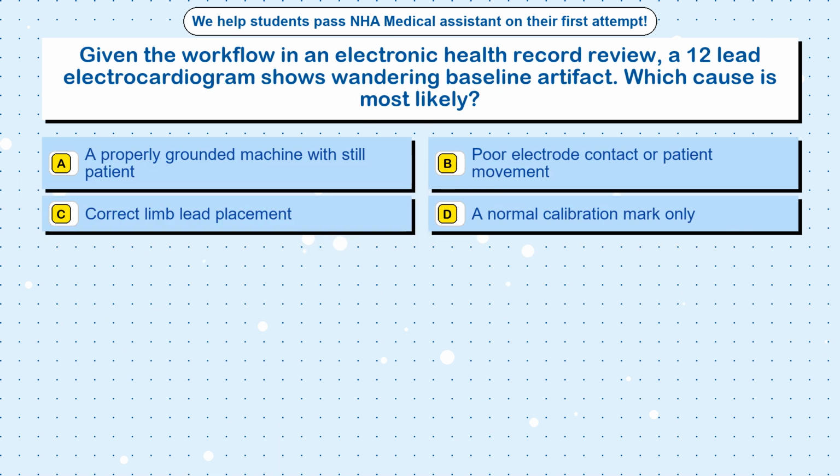Question 53. Given the workflow in an electronic health record review, a 12-lead electrocardiogram shows wandering baseline artifact. Which cause is most likely? Option A, a properly grounded machine with still patient. Option B, poor electrode contact or patient movement. Option C, correct limb lead placement. Option D, a normal calibration mark only.